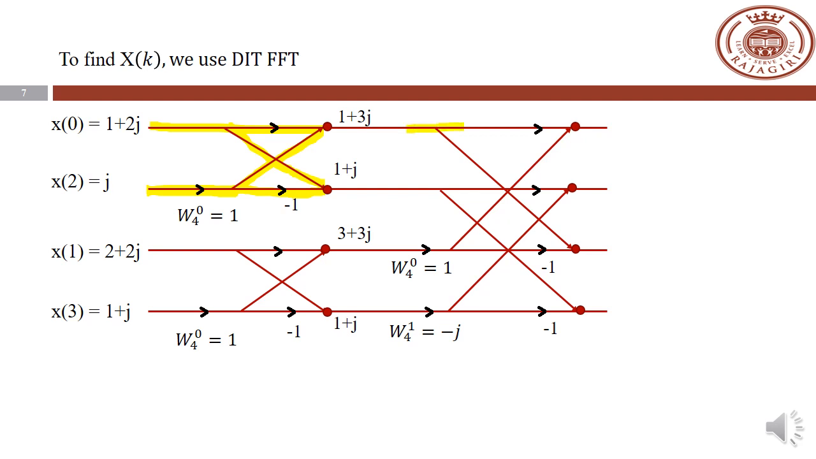For example, we look at the first sample value. We have 1 plus 3j from this branch and we have 3 plus 3j into W4 raised to 0 from the other branch. So these two samples add up, which gives us 1 plus 3j plus 3 plus 3j, which is 4 plus 6j. Similarly, all the other three output sample values can be found out as 2, minus 2 and 2j. So, we found out the DFT samples.